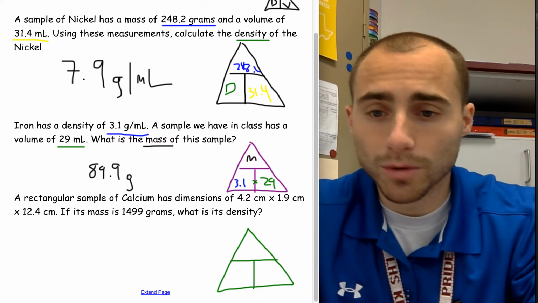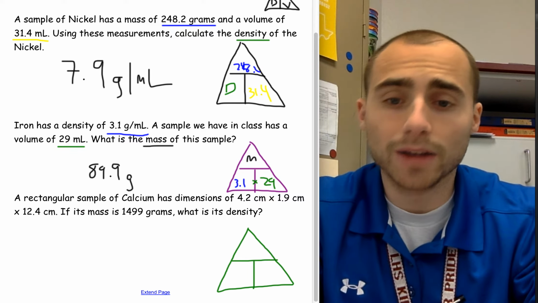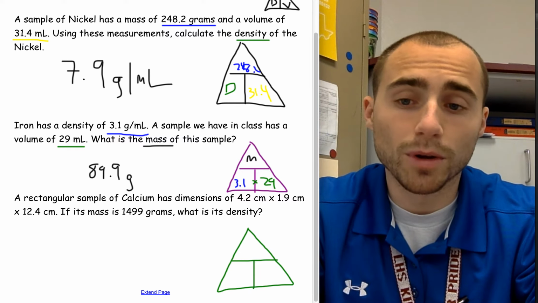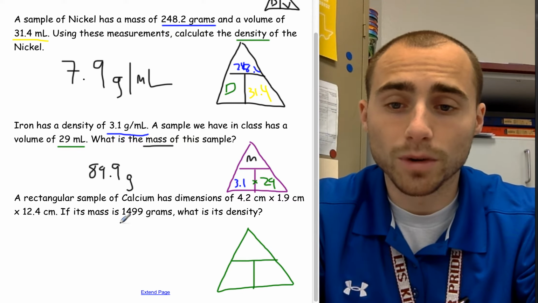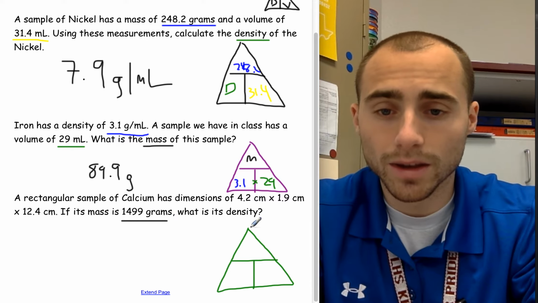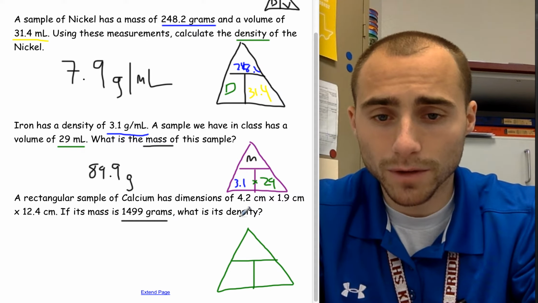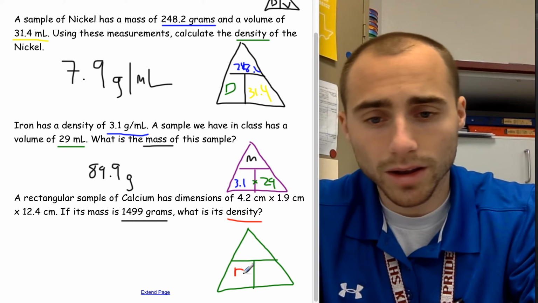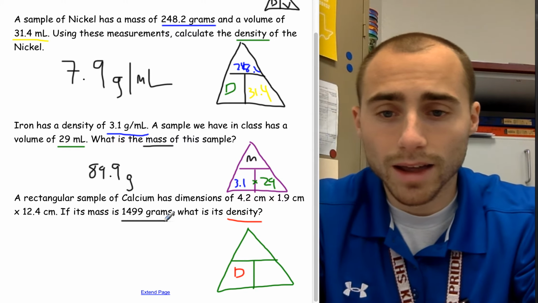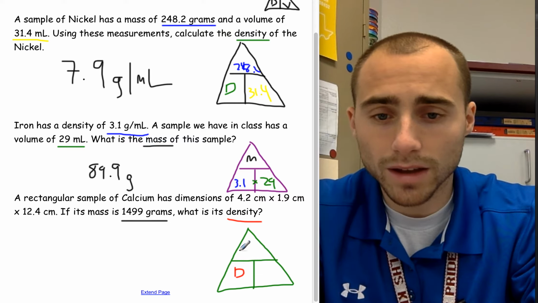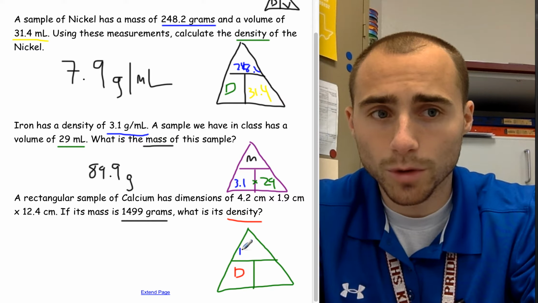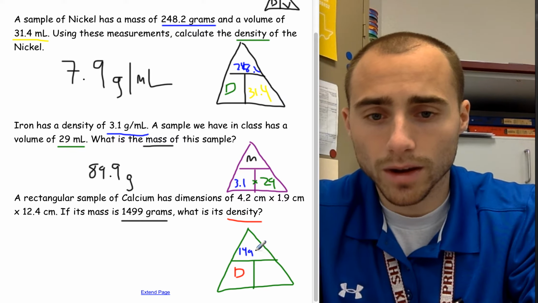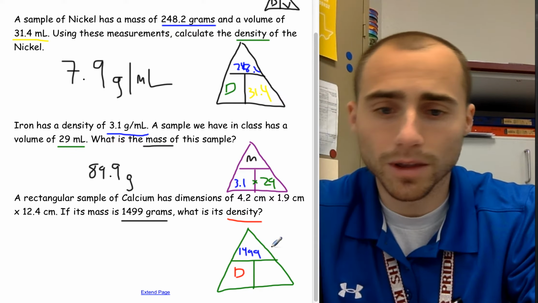This one is a little bit more difficult. A rectangular sample of calcium has dimensions of 4.2 centimeters by 1.9 centimeters by 12.4 centimeters. Its mass is 1499 grams. What is its density? So we know we're solving for density. So we know we don't know our density. So I'm going to put a D right here. And we know its mass is 1499. So I'm going to put a 1499 right here.